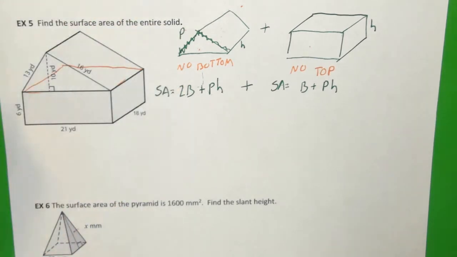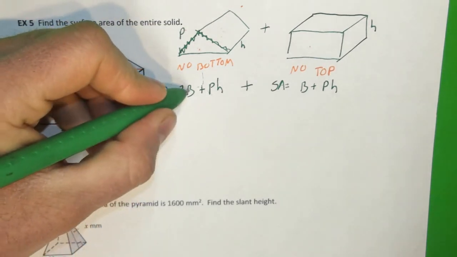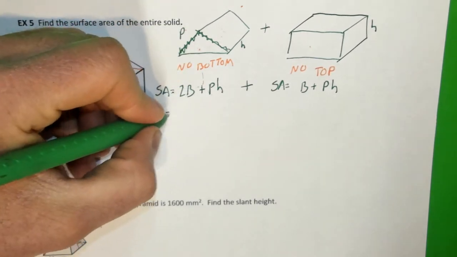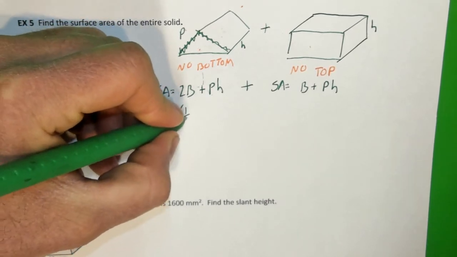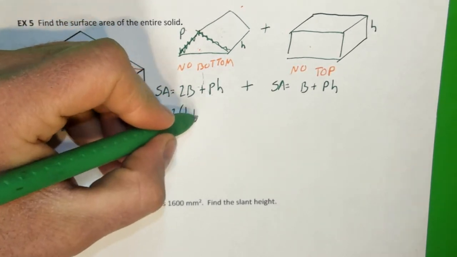Going back to the triangular prism. For the triangular prism, because its base is a triangle, we need to make sure that we are using the formula for a triangle, which is 1/2 base times height.